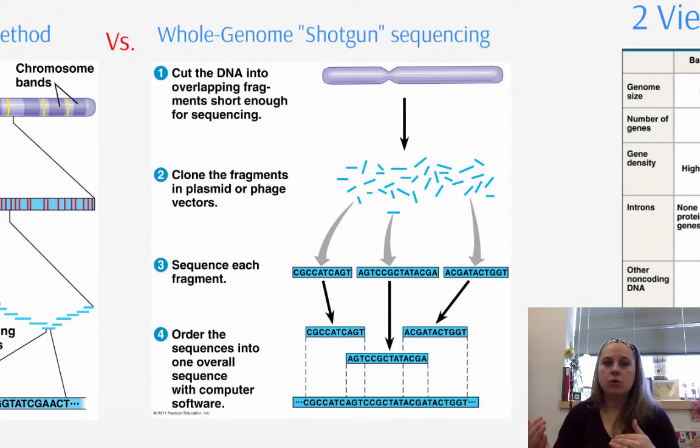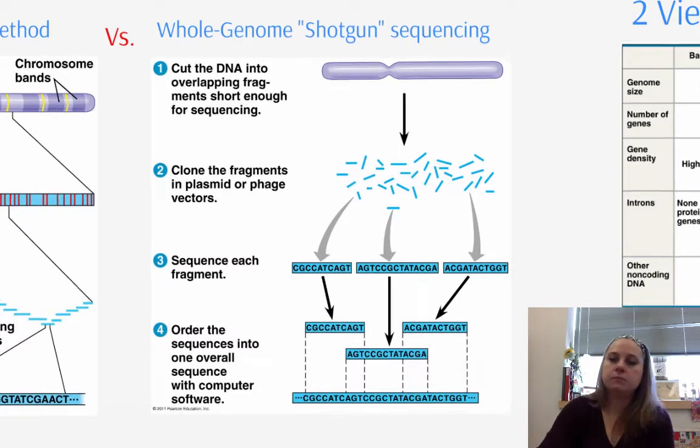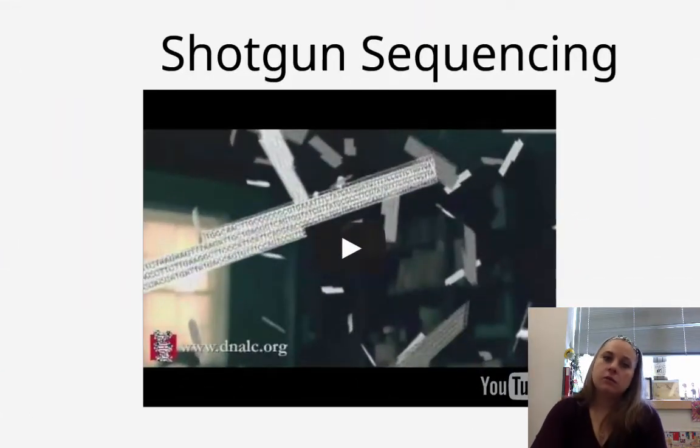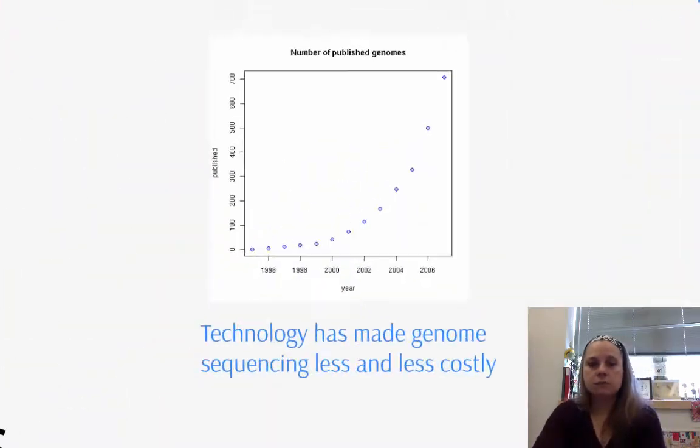Then you have the whole shotgun sequencing. Slice the DNA up into fragments short enough for sequencing. Clone the fragments, either in a plasmid or in a vector. Sequence those fragments, and then find where all the overlapping ones are to place them in the right spot. That's kind of the whole genome sequencing event. Here, again, a little visual on shotgun sequencing.